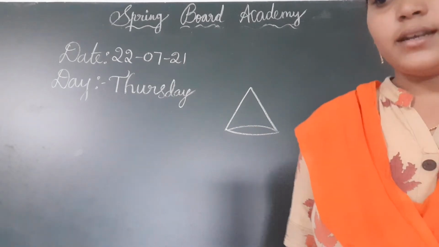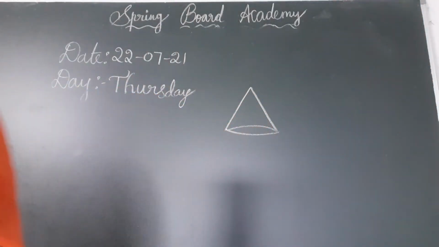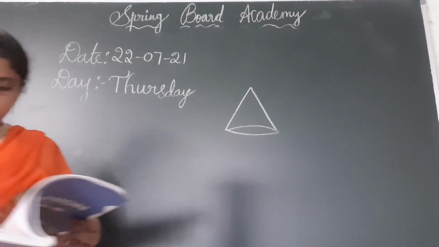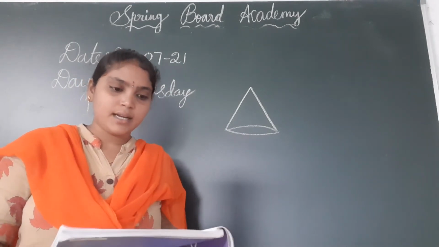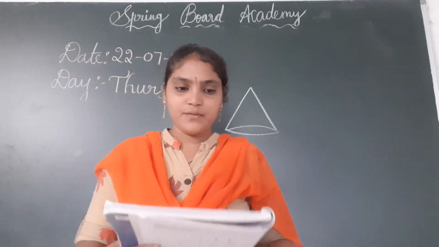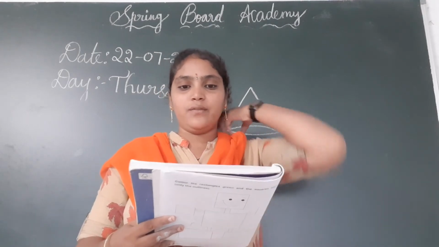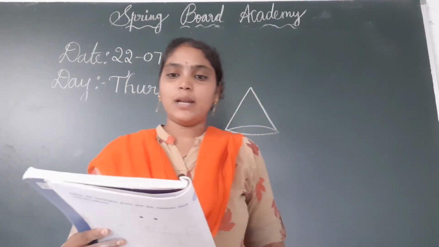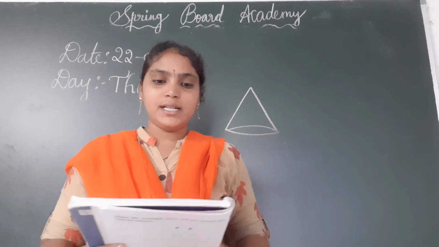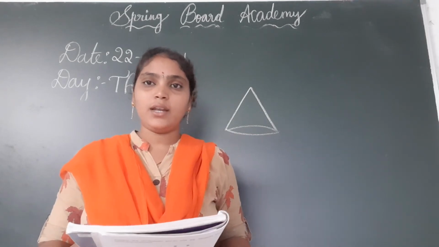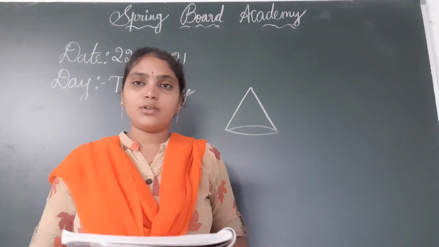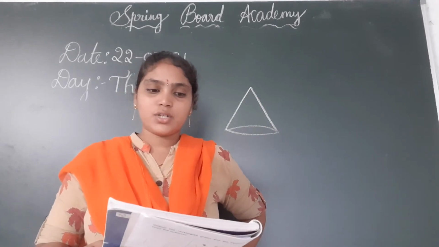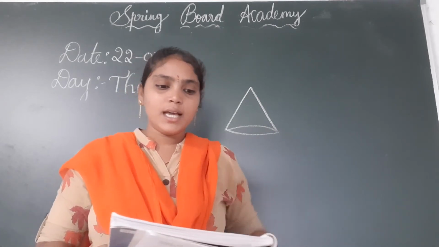Now everyone open the companion, children. Open companion page number 15. Match each riddle with its shape. Use the help box to answer the riddles. Here four riddles are given, children. You have to write the correct answer, and after that match it with the correct shape.